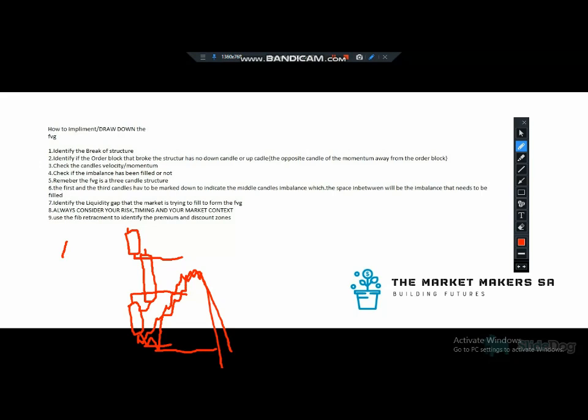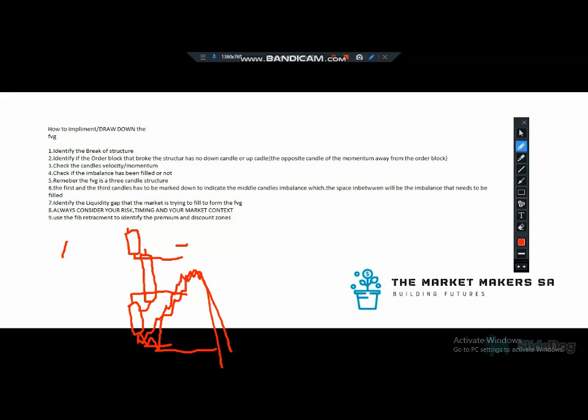Number 6, number 7, number 8: always consider your risk, timing, and your market context. So obviously always consider the risks, which means your risk management must be clean. 1:3, 1:3, 1:6, 1:9. Always consider your timing. Remember, you can't really trade a fair value gap in the Asian session, otherwise that fair value gap is a trap. Look to trade it in the proper situations.